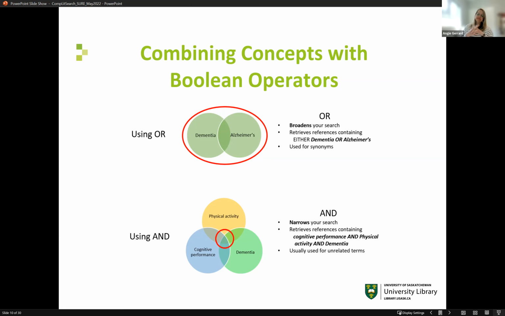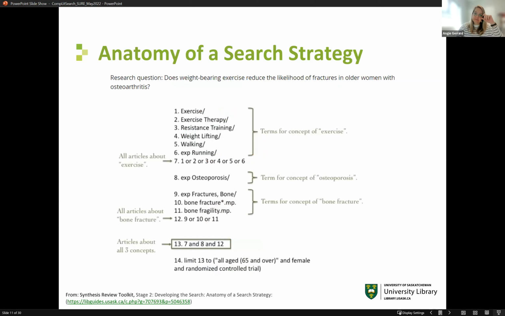But let's just say then you want to narrow your search, because you're saying, yes, I want that dementia Alzheimer's search, but I also want it combined with the idea of physical activity and cognitive performance. And that's when you use the and. It's a way of narrowing your search, because you're saying all those three concepts have to be present in the results. So there has to be something about physical activity and cognitive performance and dementia. So it's a way of looking at those concepts and saying, where do they all intersect? And that's the research I want to look at. Okay, and I'll show you how that looks in practice, because I know sometimes this is a little abstract.